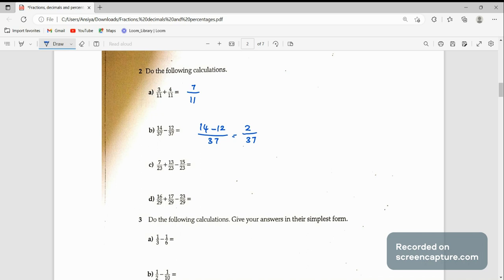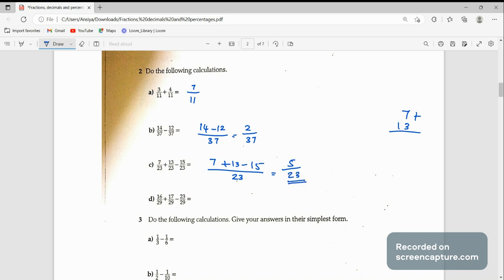Now the next one. It's addition and subtraction with a common denominator. So 7 plus 13 minus 15 with the common denominator 23. 7 plus 13 is 20. Those who don't know that quick calculation, you can write it like this and do it. 7 plus 13 is 20. 20 minus 15 is 5. So 5 over 23 is the answer.